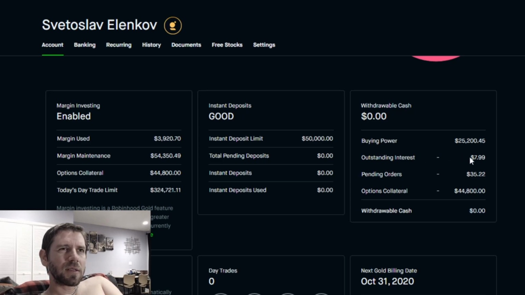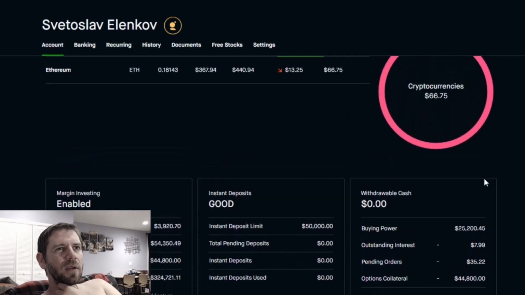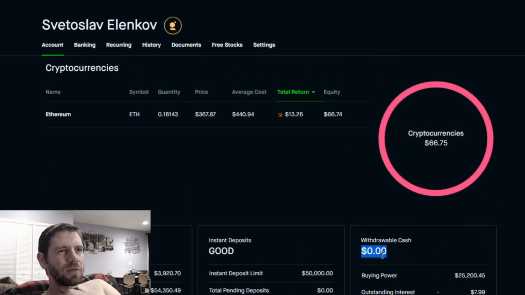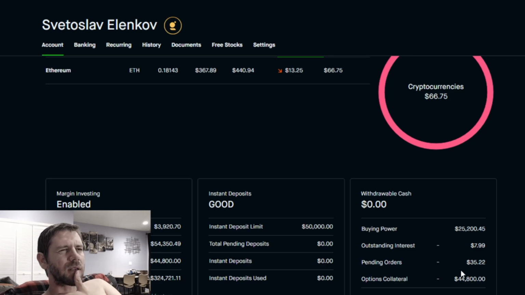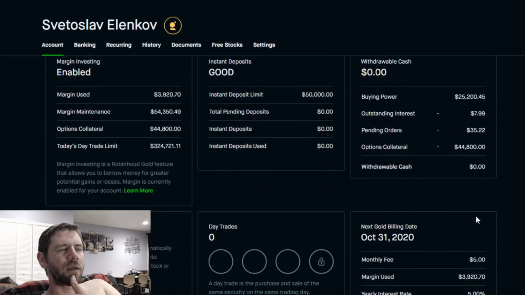So outstanding interest means that at the end of the month, so far I have accrued roughly $8 of interest, and I'll be paying those out of my Robinhood account at the end of the month. If I don't have cash, withdrawable cash, which I don't, it will just get added onto my bill, right? It's going to get added onto the margin used. I don't know if you can see here at the very bottom. Yeah, you can. Great. It's just going to get added onto my margin used, $3,920. And another expense that's going to get added on is the monthly fee for Robinhood Gold. So it's going to be a total of $13 that's going to be added into my credit card.